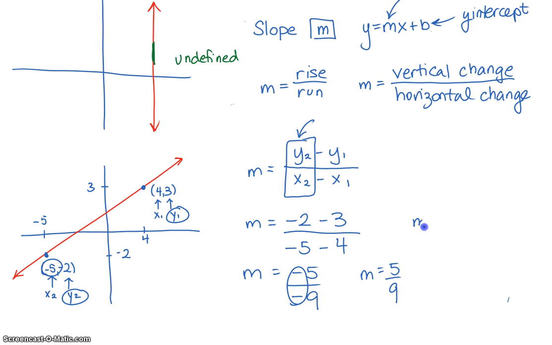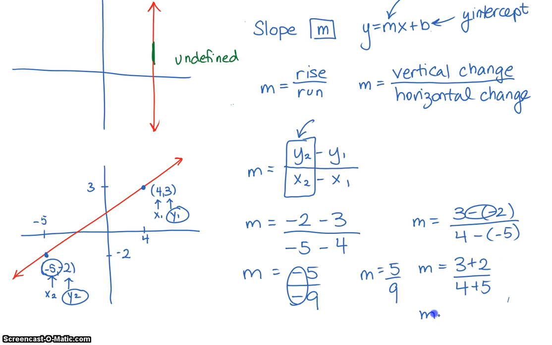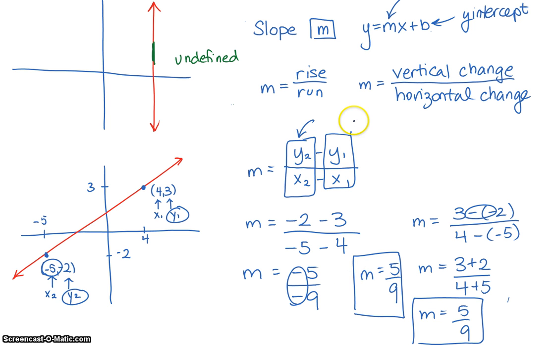If I had chosen my variables the other way around for x1, y1 and x2, y2, I would have had 3 minus negative 2 all over 4 minus negative 5. Then subtracting a negative is the same thing as plus, so 3 plus 2 all over 4 plus 5, which gives you 5 over 9. So like I said, it doesn't matter which way you choose your first point and second point. All that really matters is that you keep your y2 and your x2 first, and your y1, x1 as your second pair.